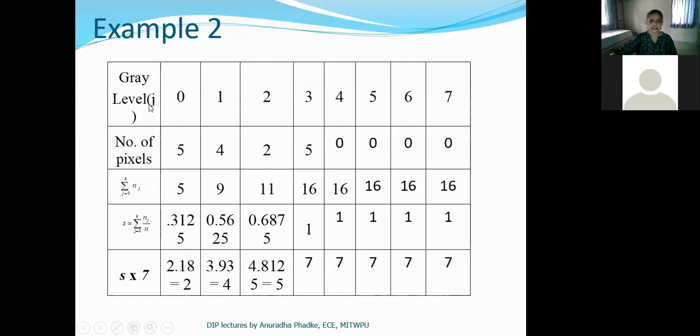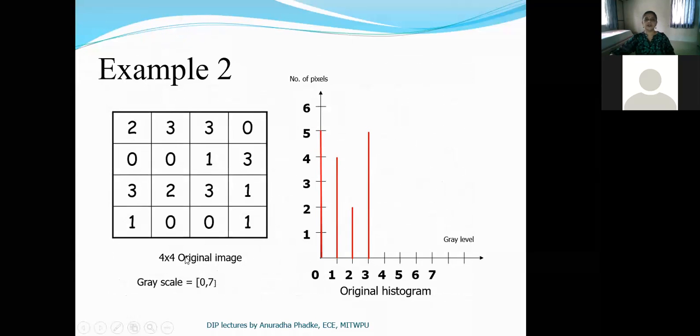So this gives us the mapping between original gray value and new gray value. According to this table, we have to replace value 0 from the original image by 2, then replace value 1 by 4, replace value 2 by 5, and replace all original values from 3 to 7 by 7. Hope these steps are clear to you. By using these new values, we can get the new image, that is the histogram equalized image.